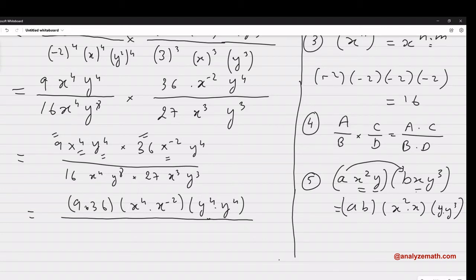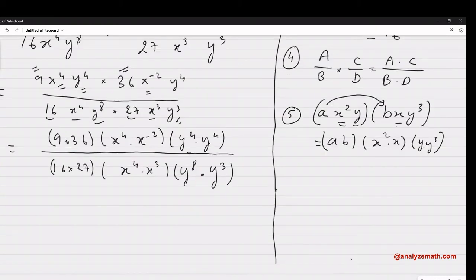Now let's do the same thing in the denominator. I have got 16 and 27 together. I have got x^4 and x^3 together. And y^8 multiplied by y^3. This is an 8. So what I did here, constant with constant, the x's together, I am multiplying, and the y's together, I am multiplying.